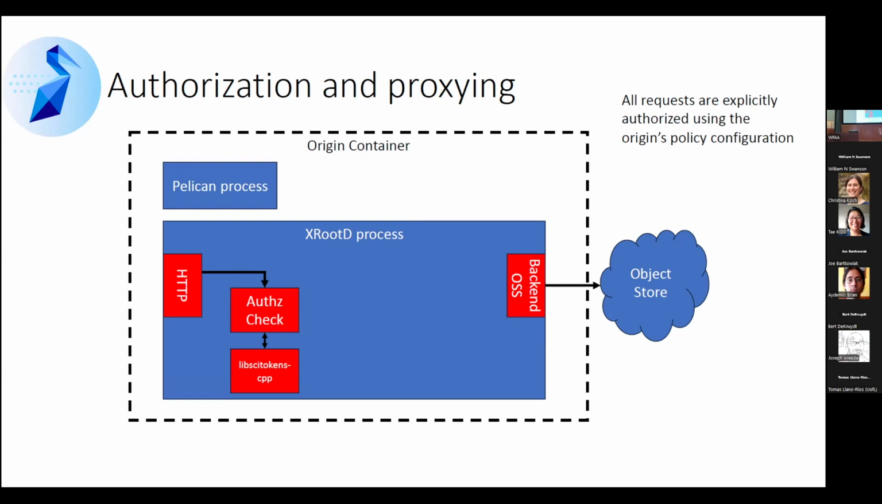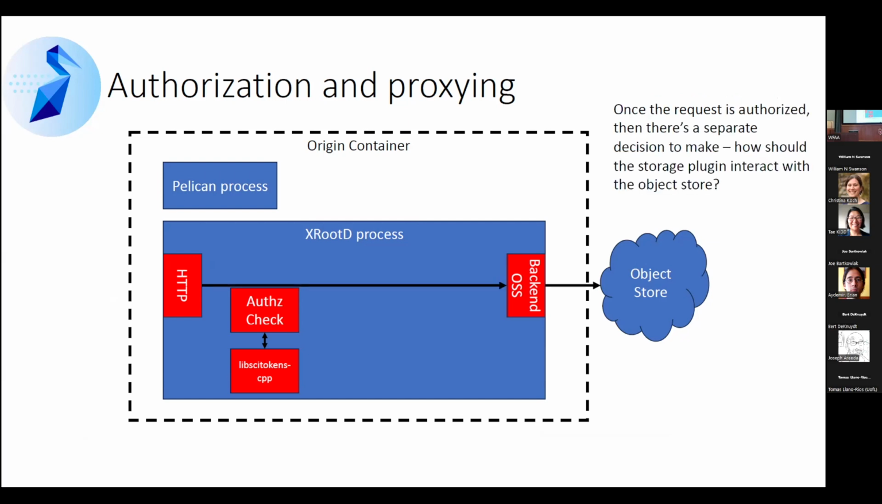And that incoming request, we take a right turn and go through the authorization system and double check this is one of the configured real tokens for our namespace. However, after that authorization occurs, that request goes into the backend, and the backend, in XRootD terminology OSS, that plugin has to decide how to talk to the object store.